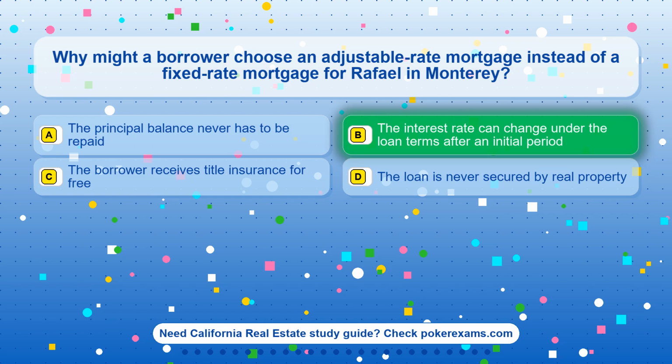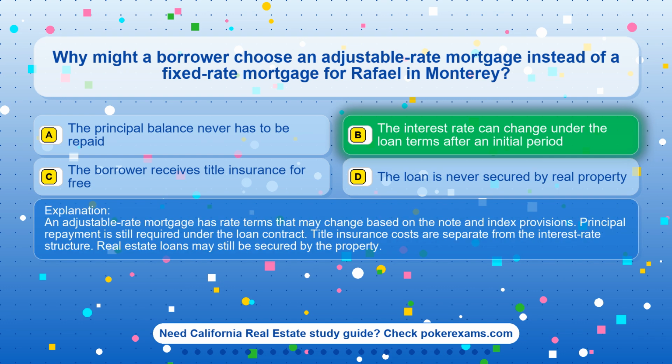The correct answer is option B. The interest rate can change under the loan terms after an initial period. An adjustable-rate mortgage has rate terms that may change based on the note and index provisions.